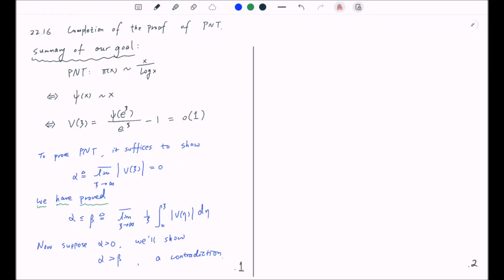As you can see from the previous video section, the proof of the prime number theorem involves a comprehensive understanding of this function v as well as its average we just defined. So to finish our elementary proof of the prime number theorem, we need two lemmas to bound the integrals involving v.